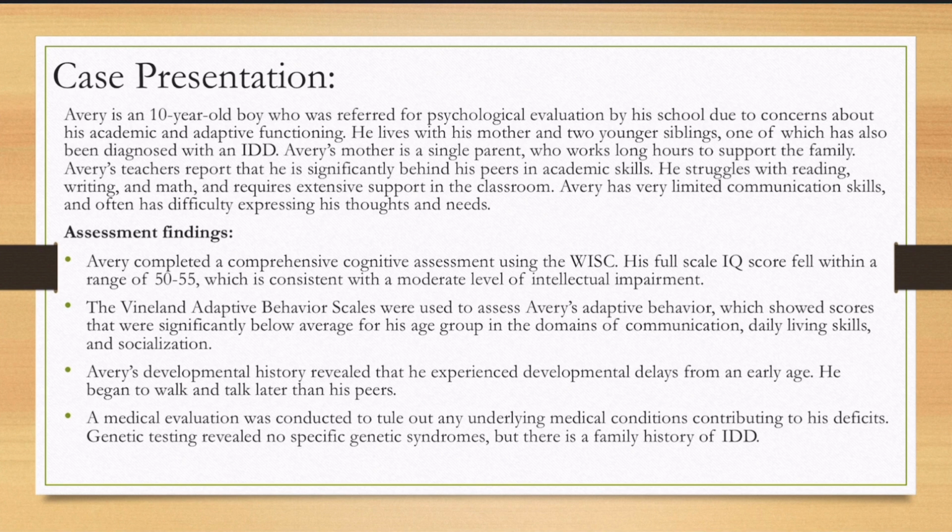We also used the Vineland Adaptive Behavior Scale to assess his adaptive behavior, and he showed deficits in the domains of communication, daily living skills, and socialization, all below his age group. And then, as I mentioned, it's super important to do a thorough digging into the developmental history of the child. Although the child is 10 years old, it's important to know what he was like at age 2, age 5. And in that assessment, the clinician was able to identify that he did have developmental delays from an early age.